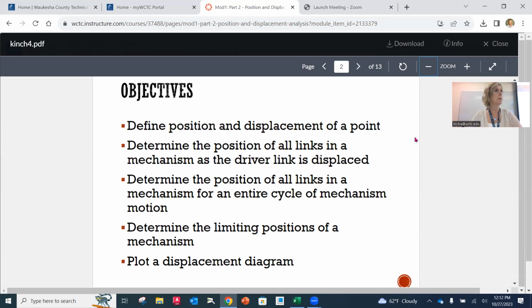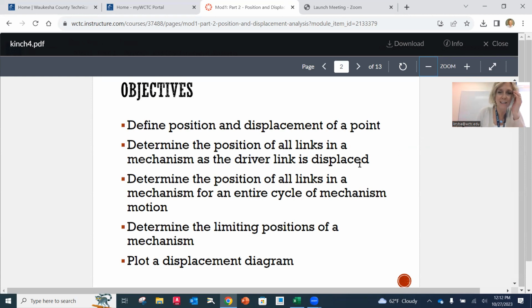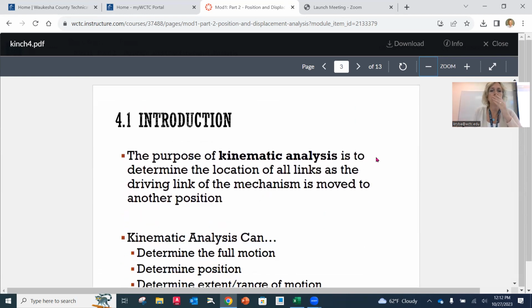We're going to find limiting positions. This will get us the information about what is that furthest point on that very last link or the output, and what is the closest point. And then identifying that depending on the type of motion as either a stroke or the throw that is going to occur. And then finally, we're going to plot that information. Okay. So yeah, we've got a lot to cover here.